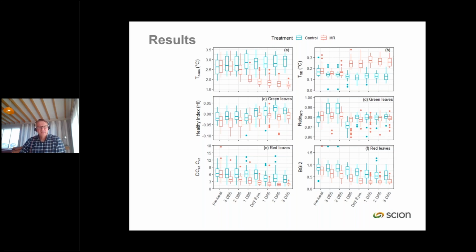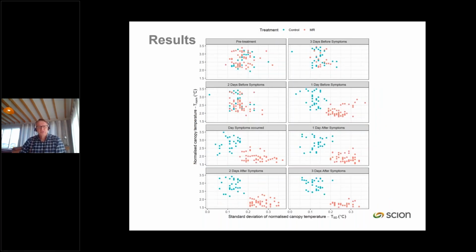And finally, the bottom 2 panels, the left one shows the chlorophyll carotenoid index, and it shows that this index declined below that of the control immediately after inoculation at 3 days before symptoms, and then continued declining. And we had a similar trend for BGI2 as well. Some quite marked changes occurred after inoculation.